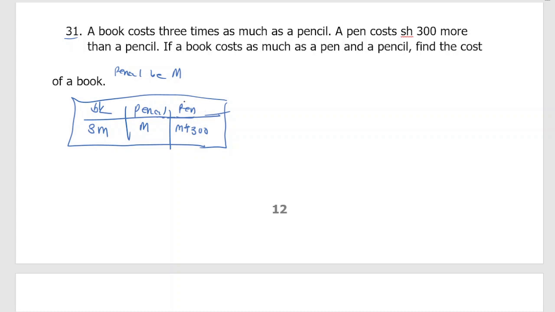So let me repeat once: a book costs 3 times as much as a pencil. So we don't know how much a pencil is, and we say let the pencil cost M. So if the pencil is M, then the book is going to be 3 times M. Then we said a pen costs 300 shillings more than that of a pencil. Now if a pencil is M, then a pen is going to cost 300 more. That's why we are getting M plus 300.